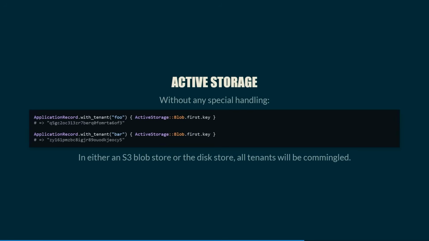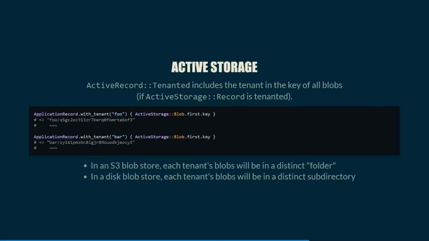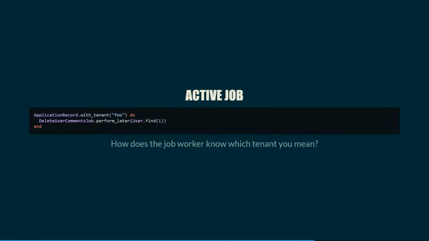Active Storage has a similar problem where the blob key is what's used to actually store it in S3 or in your disk store. And that means all of your tenant blobs are going to be mixed together. It makes it hard to delete one tenant's blobs, or to maybe give them a zip file full of their blobs. So what we do is we do the same thing. We stick the tenant ID on the front, so that everything is in a distinct folder on S3, or in a subdirectory if you're using the disk store. So this is good. Kind of similar patterns.